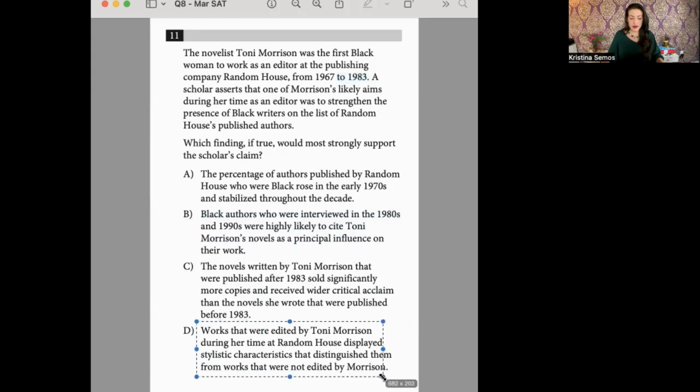Now let's go to D. Works that were edited by Toni Morrison during her time at Random House displayed stylistic characteristics that distinguished them from works that were not edited by Morrison. Well, that's just saying that she had a specific editing style, right? But that doesn't have to do with more Black authors getting published. The only one who talks about that is A. So that is going to be the 8th prediction, and that is going to be a claims question that specifically asks you to support the claim or assertion.